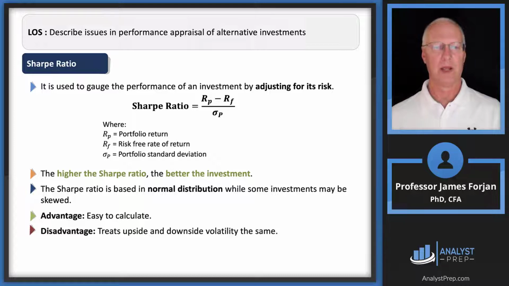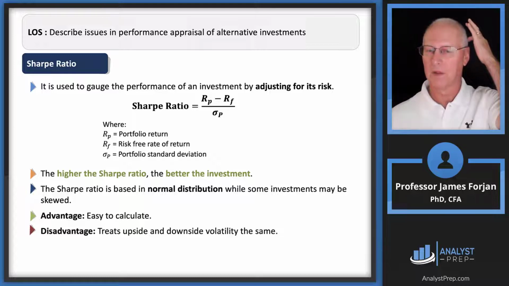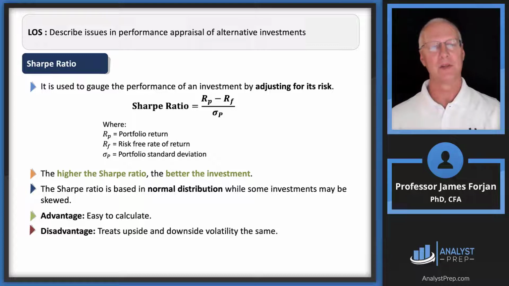So think about comparing two alternative investment funds. What you're going to do is take a look at the Sharpe ratio for each of them, and you want to choose the better one or the higher one. Now, because standard deviation is in the denominator, we're assuming that the distribution of returns follows a normal distribution, which means that it can be fully described by its mean and its standard deviation. So the Sharpe ratio is based on normal distribution.